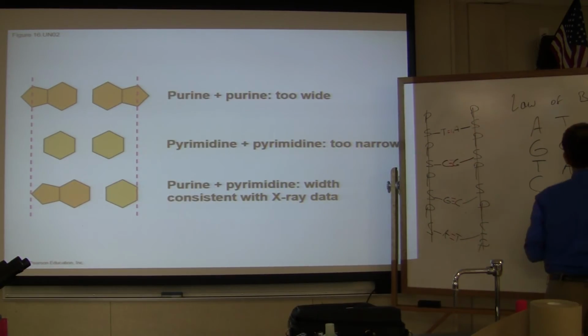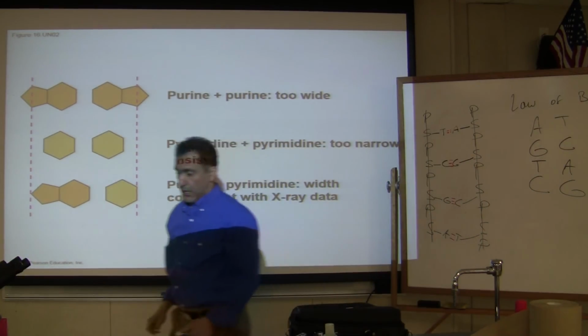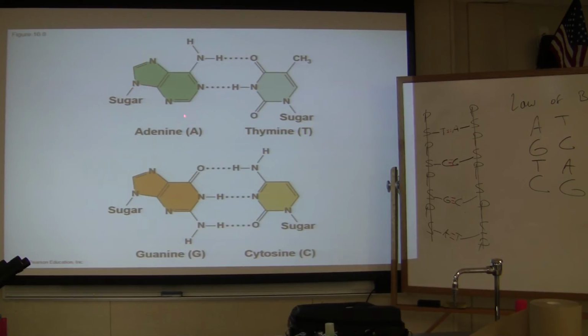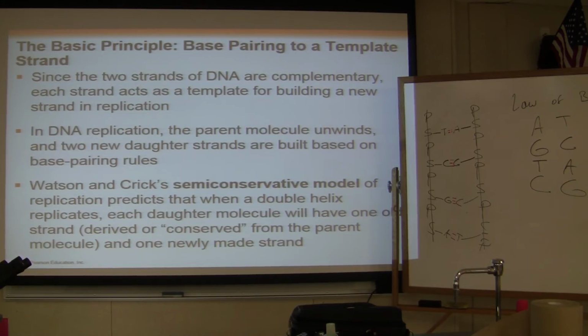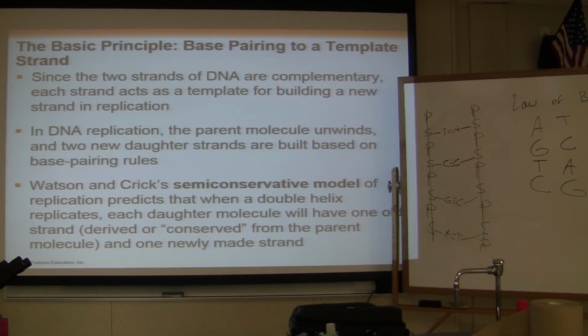They came up with that by looking at the X-ray. Okay. Anyhow, right here are the 3 nitrogenous bases, the 2 hydrogen bonds, and then the 3 hydrogen bonds. Okay, basic principles, base pairing to a template strand. Since the 2 strands of DNA are complementary to each other, each strand acts as a template for building a new strand. That's the next thing we're going to tackle.